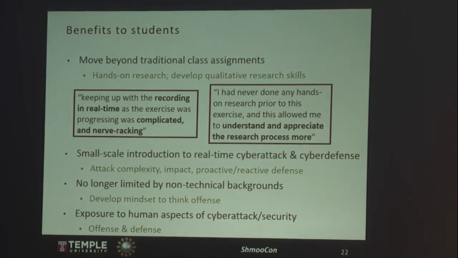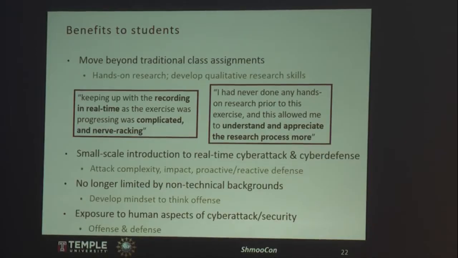Despite all of that, I think there were still some benefits, and we moved beyond the traditional classroom assignment. We got to do something hands-on, right? It's a small step in that direction. By no means is this representative of a real cyber attack or a real-time attack defense even, right? But the idea here is to arm the students to develop methodological skills, to understand attack complexity, to understand what impacts this might have on infrastructure, just to open their eyes to this, to understand reactive versus proactive defense.